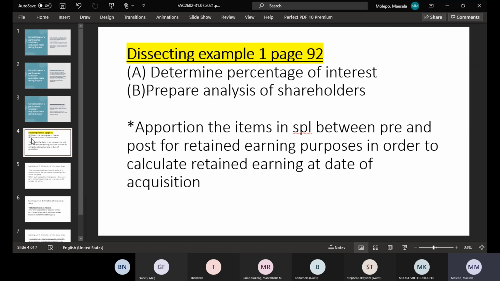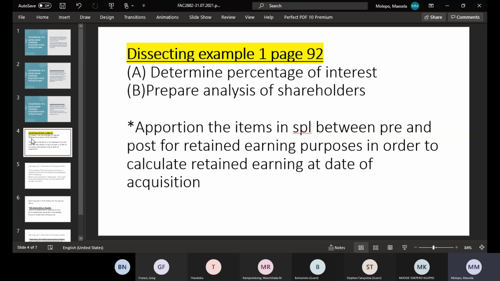So in paragraph 6.4, they said the presentation of the consolidated statement of profit and loss and other comprehensive income and the consolidated statement of change in equity. The first step in preparing the consolidated statement of profit and loss and other comprehensive income for the current year is to apportion the income and expenditure of the current year between the pre and the post. Once we have done this, we can draw up the consolidated statement of profit and loss and other comprehensive income and the consolidated statement of change in equity using one of the two methods.